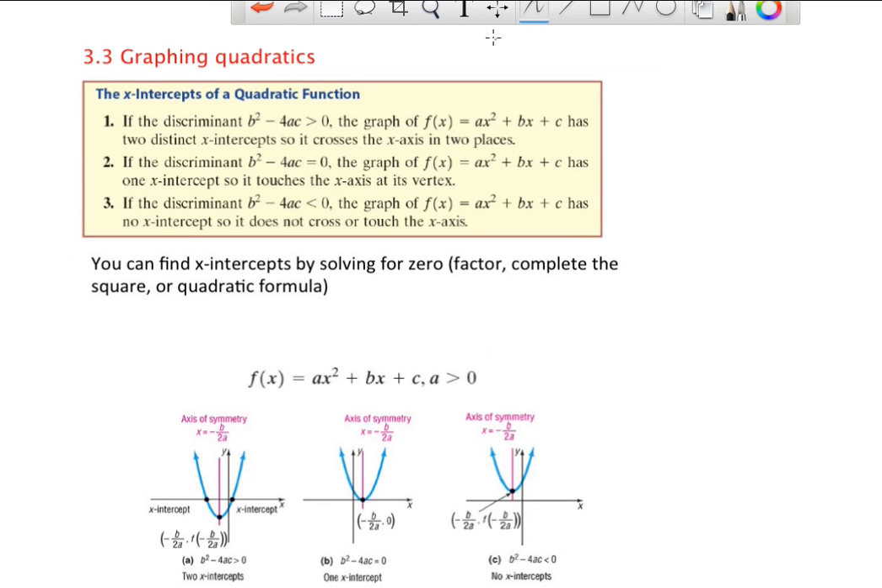Okay, graphing quadratics. Mostly review. Hopefully this will all make sense. Let's talk about x-intercepts for a little bit. We haven't really done that yet.